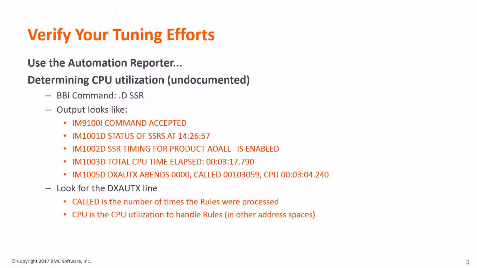Another underused function is a BBI command called .D SSR. If you look at the output listed here, the last line has a statement that starts with IM1005D: DX, AUTX, abends, and then called and CPU. The called is the number of rules that were actually fired in this iteration of AutoOPERATOR, and the CPU is the total number of CPU seconds that were generated in address spaces that caused rules to fire.